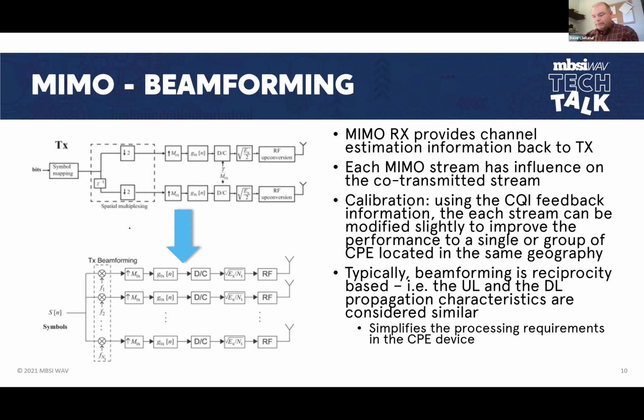Remember that each MIMO stream has influence on the co-transmitted streams. The MIMO receiver provides channel estimation information back to the transmitter. We'll talk about that on the next slide. Then, instead of using one or two streams, we can form this up. If you notice here, the transmit chain in this particular case is the same for both plain old MIMO and for beamforming. So if we have MIMO, then beamforming is really close by.